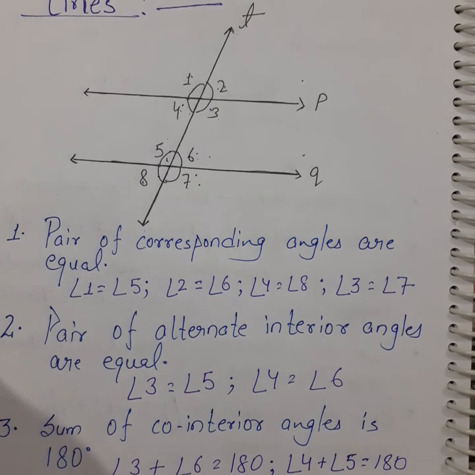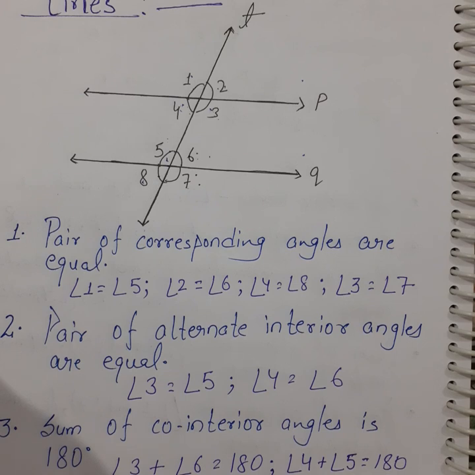So, what we learned in this video, students? First we learned about parallel lines. Two lines that never meet each other are called parallel lines. Next we learned about transversal. When a line cuts two or more than two lines at distinct points, that line is called a transversal.